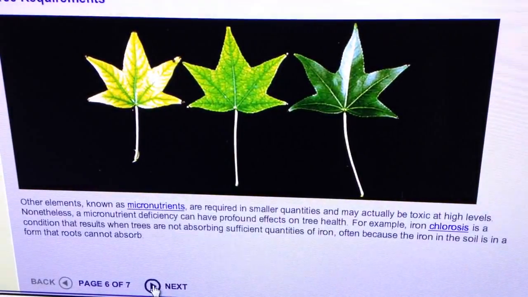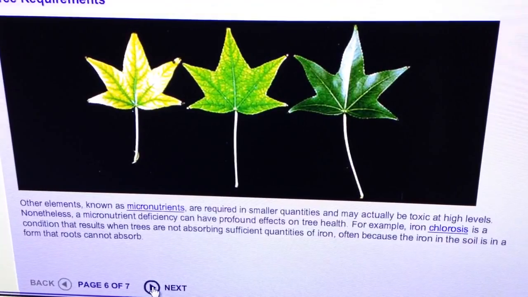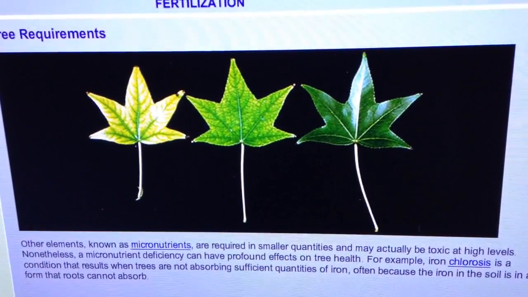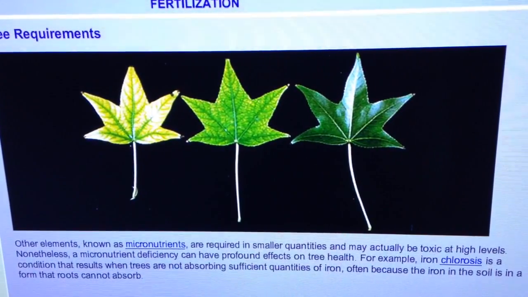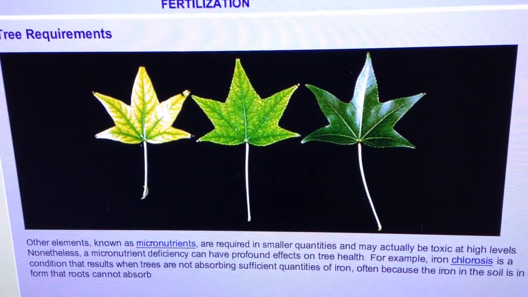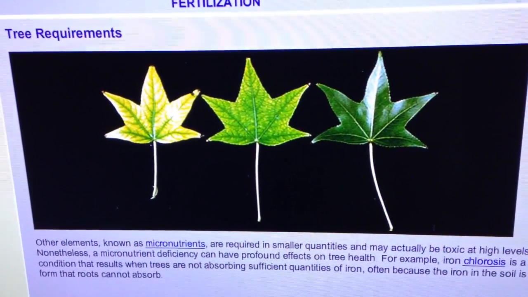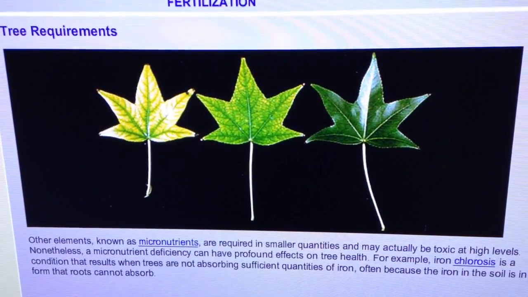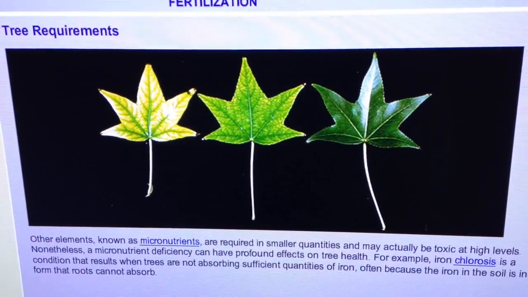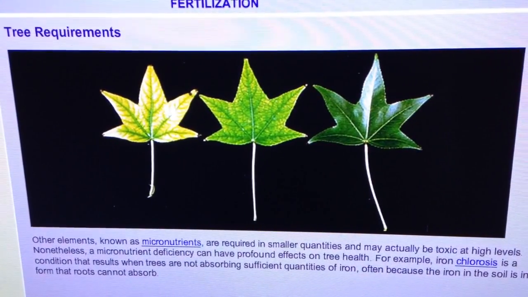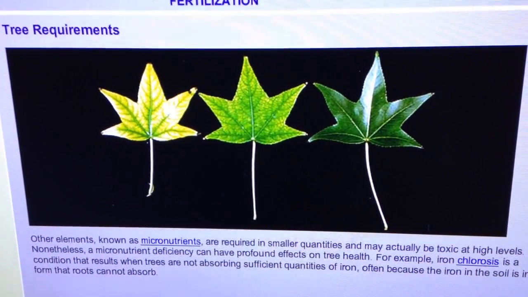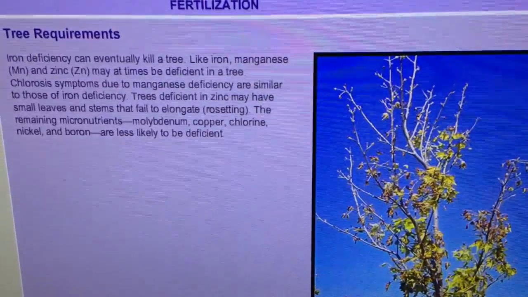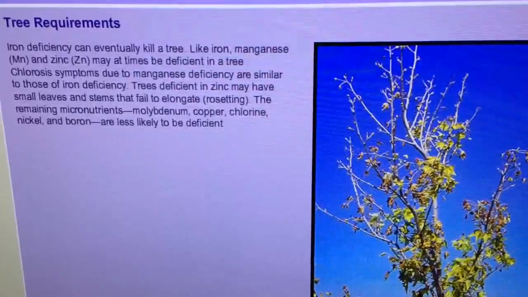Other elements, known as micronutrients, are required in smaller quantities and may actually be toxic at high levels. Nonetheless, a micronutrient deficiency can have profound effects on tree health. For example, iron chlorosis is a condition that results when trees are not absorbing sufficient quantities of iron, often because the iron in the soil is in a form that roots cannot absorb. Iron deficiency can eventually kill a tree.